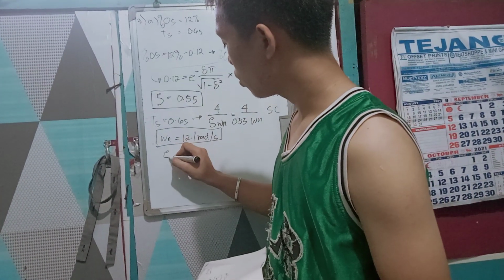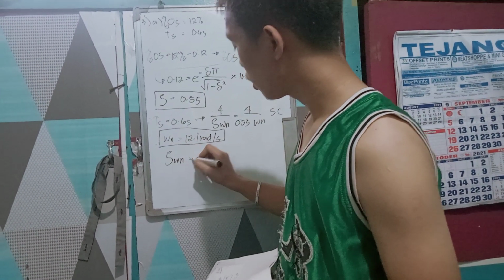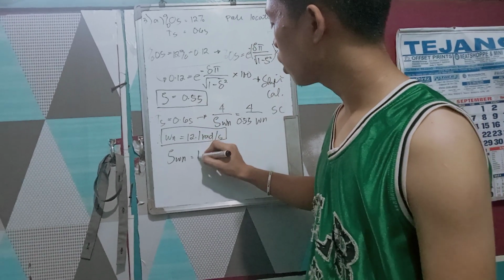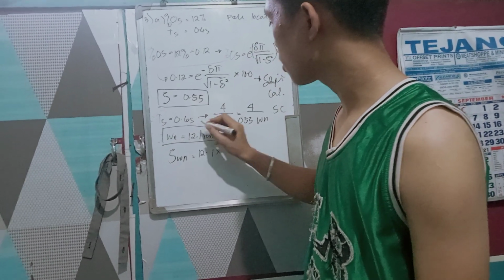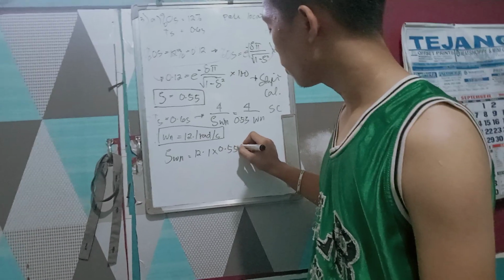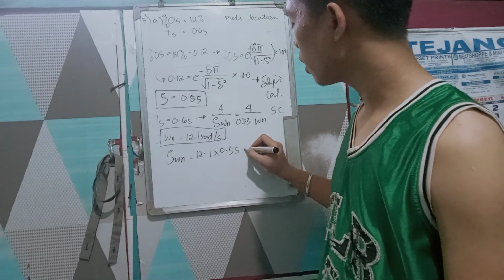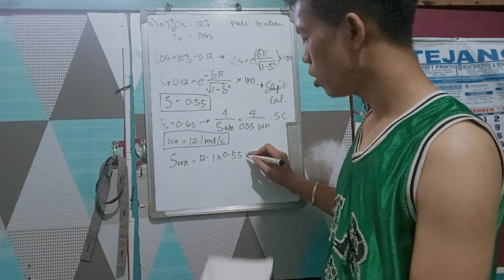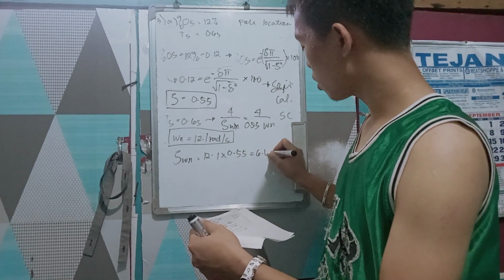So this is our WN, and if we're going to find the damping ratio times WN, just simply multiply 12.1 times 0.55. Then if you multiply that, you will have the answer 6.66.